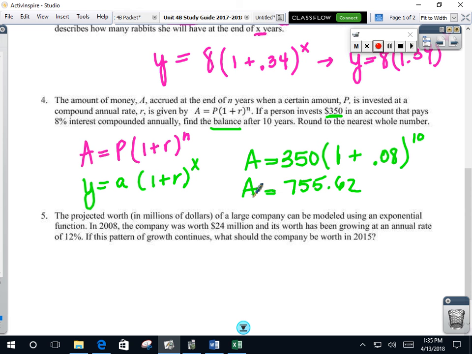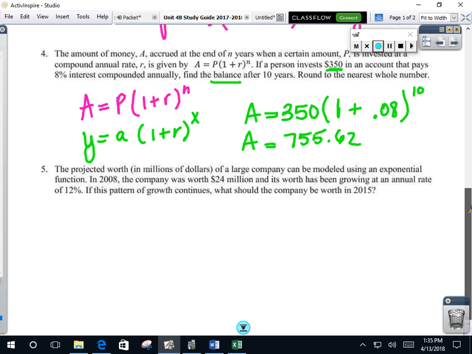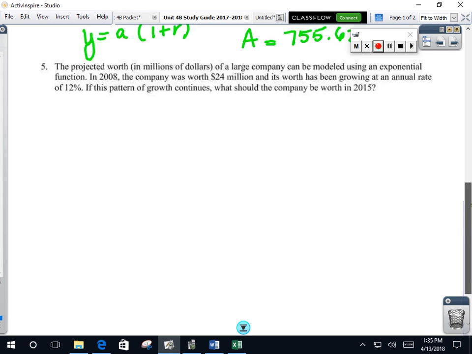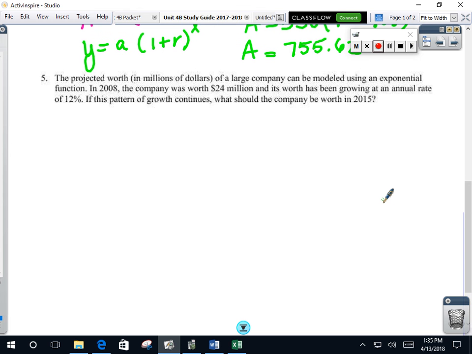Okay, is everybody good with that one? All right, number 5. Oops. The projected worth in millions of dollars of a large company can be modeled using an exponential function. In 2008, the company was worth $24 million, and its worth has been growing at an annual rate of 12%. If this pattern of growth continues, what should the company be worth in 2015? So y equals what? Right, but instead of actually writing 24 and then all the zeros, I'm just going to write 24 and then at the end I'll write million on my answer.